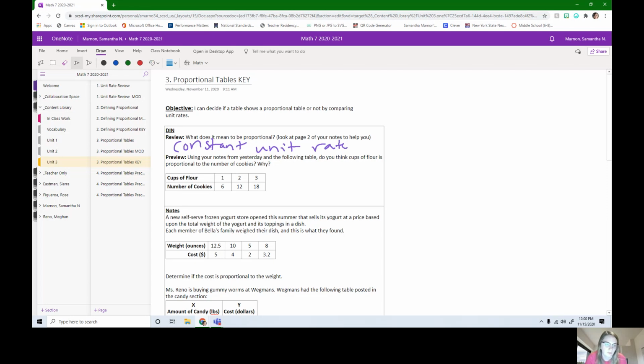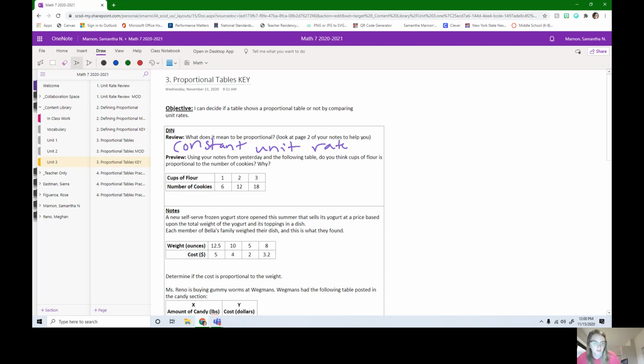So our preview question on our DIN, using your notes from yesterday in the following table, do you think cups of flour is proportional to the number of cookies? Why? So pause the video and see if you can determine if this table is proportional or not.